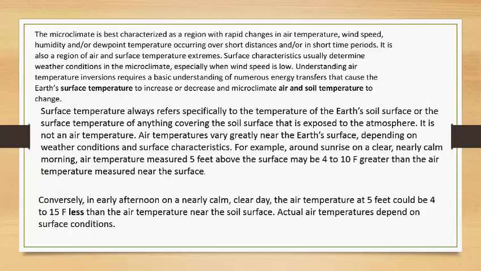Air temperatures vary greatly near the Earth's surface depending on weather conditions and surface characteristics. For example, around sunrise on a clear, nearly calm morning, air temperature measured 5 feet above the surface may be 4 to 10 degrees Fahrenheit greater than the air temperature measured near the surface. Conversely, in early afternoon on a nearly calm, clear day, the air temperature at 5 feet could be 4 to 15 degrees Fahrenheit less than the air temperature near the soil surface. Actual air temperature depends on surface conditions.